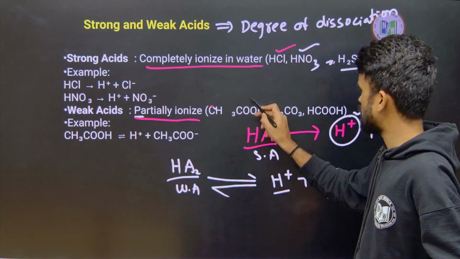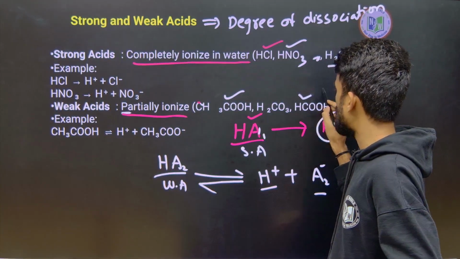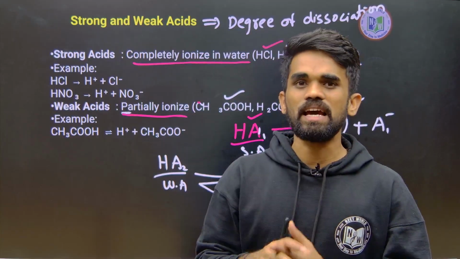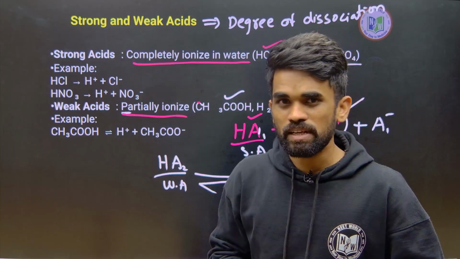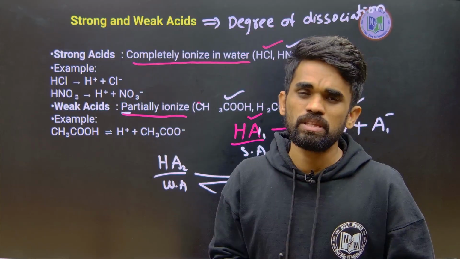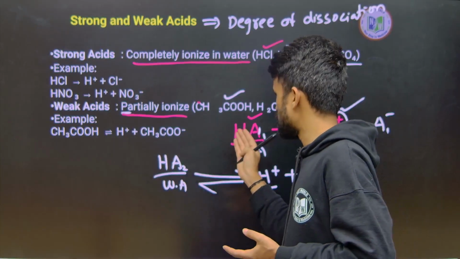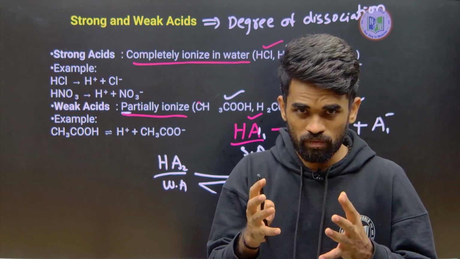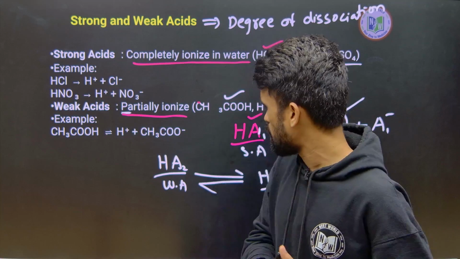Acetic acid and formic acid are organic acids. Generally organic acids are weak acids and inorganic acids are strong acids. Examples of inorganic acids are HCl, H2SO4, HNO3, whereas acetic acid, formic acid and benzoic acid are weak acids which are organic acids. Hope it is clear.